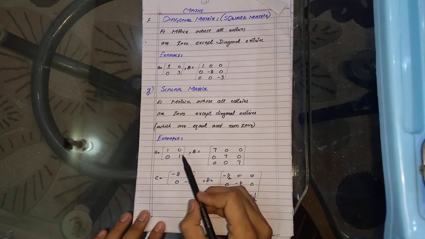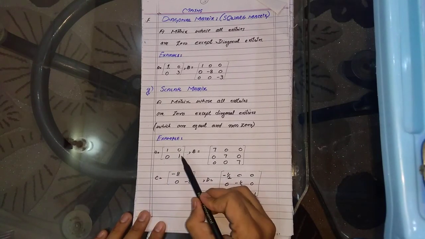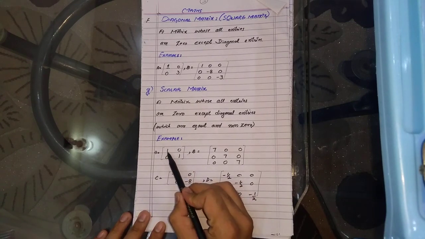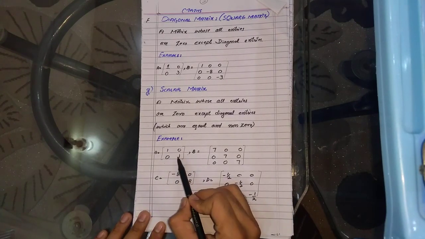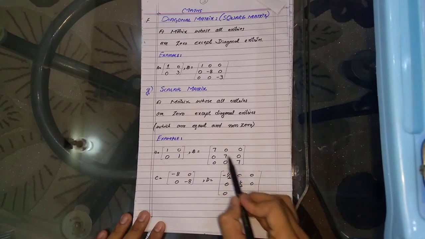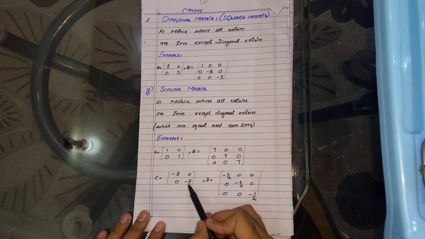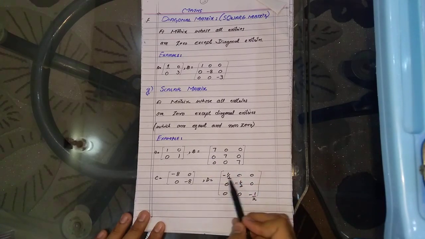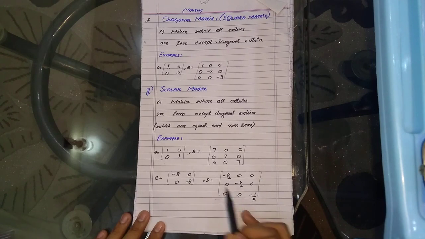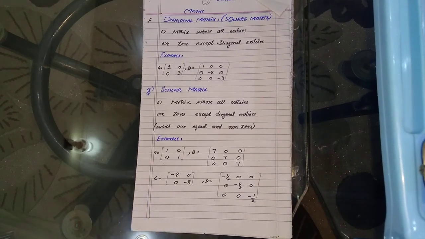But scalar matrix is that matrix in which the non-zero entries are same. Look here, they are not only non-zero but same. Diagonal entries are non-zero but same. So scalar matrix is that diagonal matrix in which the diagonal entries are same.